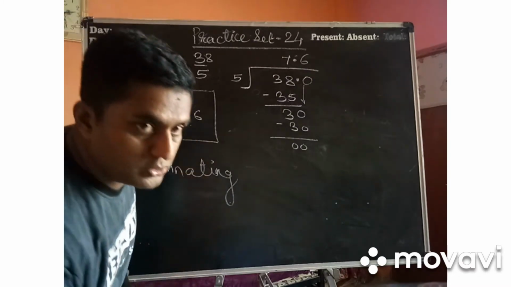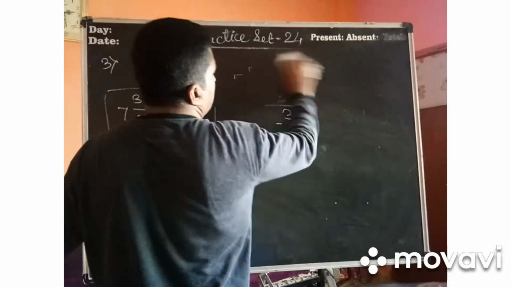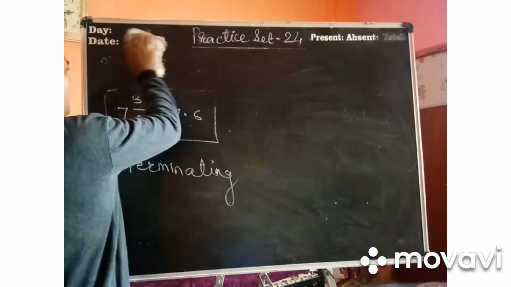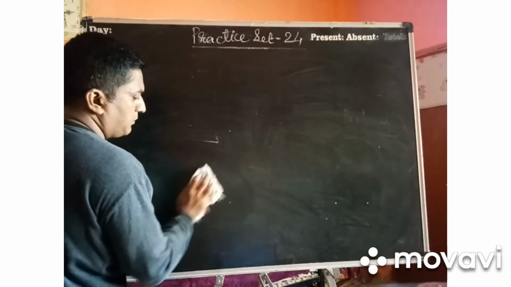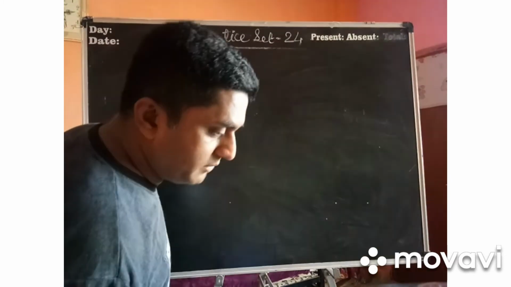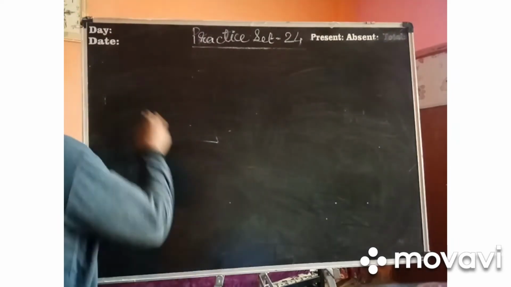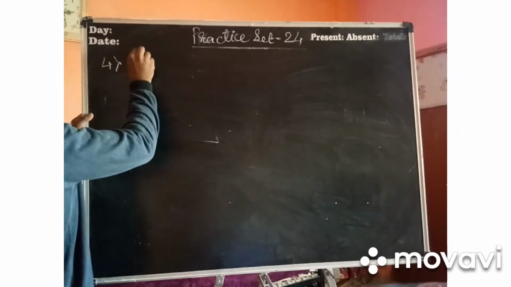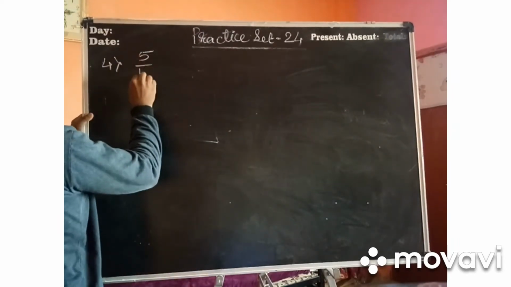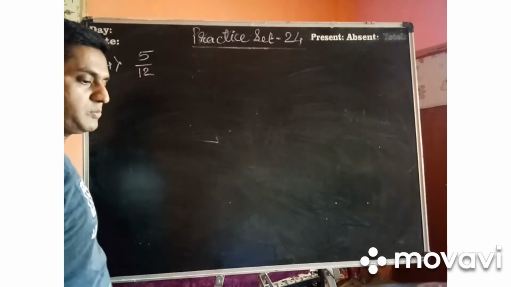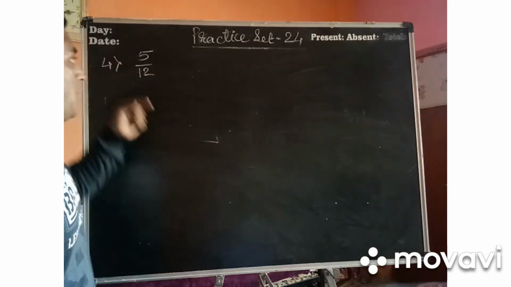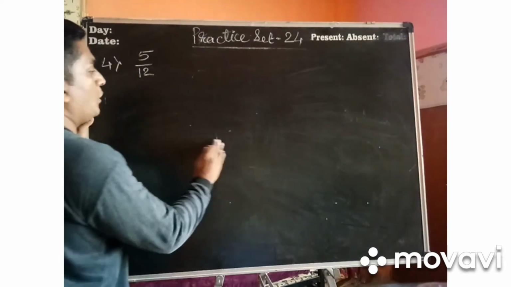Let us move on to sum number 4. What is your sum number 4? Just go through it. If you have your textbooks, please go through sum number 4. If you don't have, see the blackboard. I will write down the question. Sum number 4 is nothing but 5 upon 12. Again, this number is being written in the form of a rational number, P upon Q. So what am I going to do?